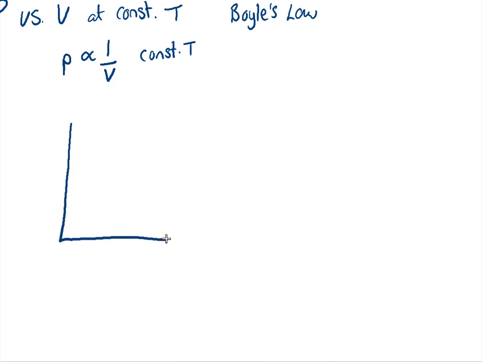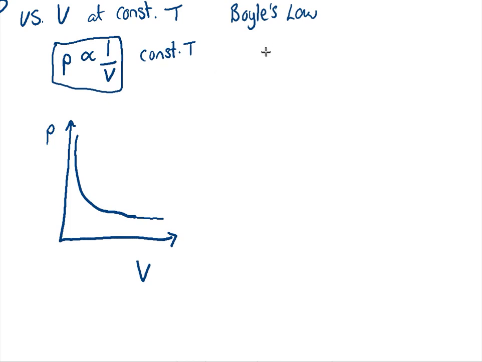If we put pressure on the vertical axis and volume on the horizontal axis, then an inverse relationship looks something like this. It's a bit of a wobbly line. That's basically what it looks like. As pressure increases, the volume decreases, and conversely, as pressure decreases, the volume increases. That's what an inverse relationship of this form looks like. And it's fairly straightforward to understand why that might be the case.